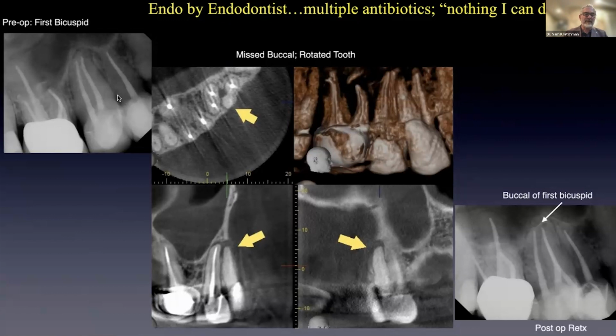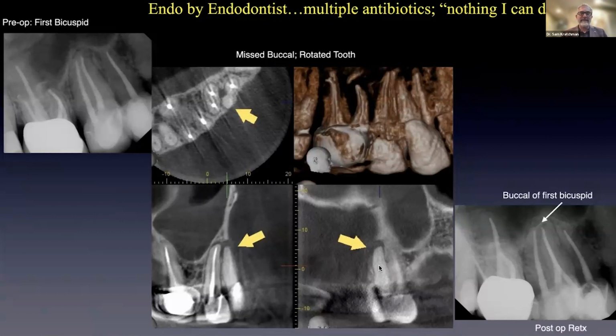The endodontist did all three of these root canals. Beautiful job on the molar, 4 canals treated. Beautiful job on the second bicuspid, which typically will have 1 canal, but he found 2 canals. He should have known that a first bicuspid is always going to have 2 canals, sometimes even 3. So I take a cone beam CT and look, the buccal canal of the first bicuspid is simply missed.